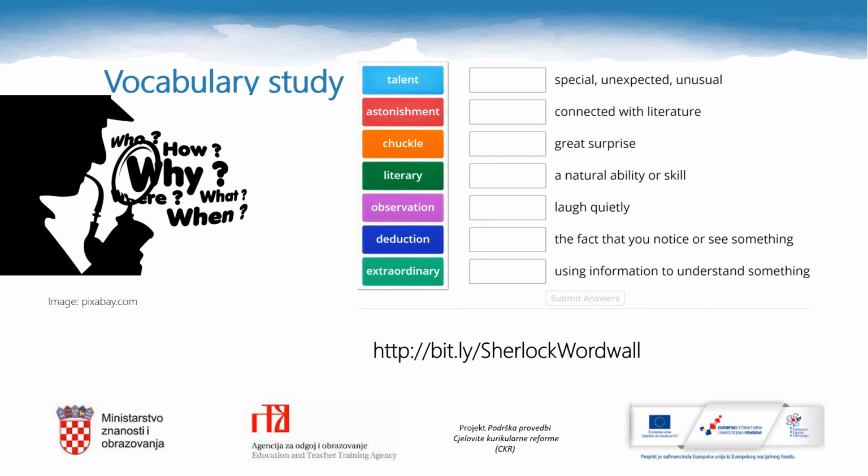Before we go on and read the rest of the scene, it's time to practice some vocabulary. You can pause this video and access this word wall exercise. You can see the link on the screen, bit.ly Sherlock word wall, and you will see the words that you need for this lesson. Please access this word wall and practice writing, matching, reading the new words from this lesson.